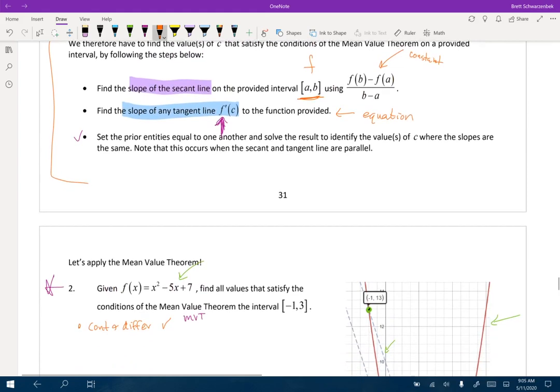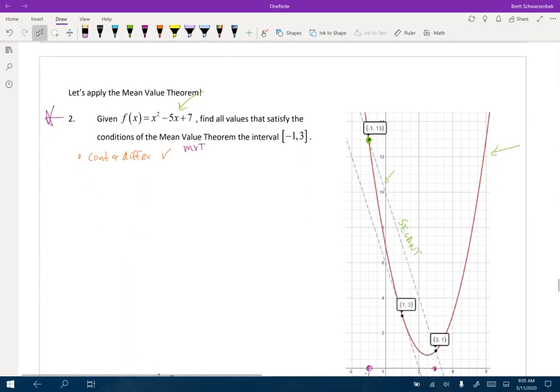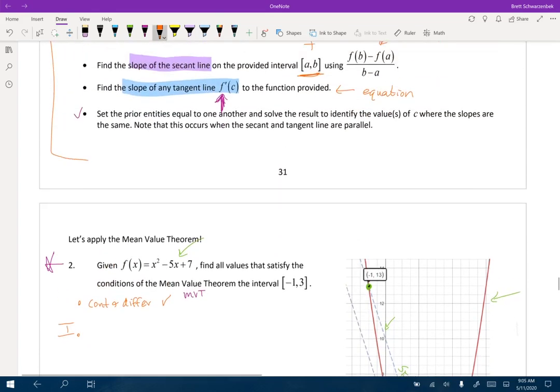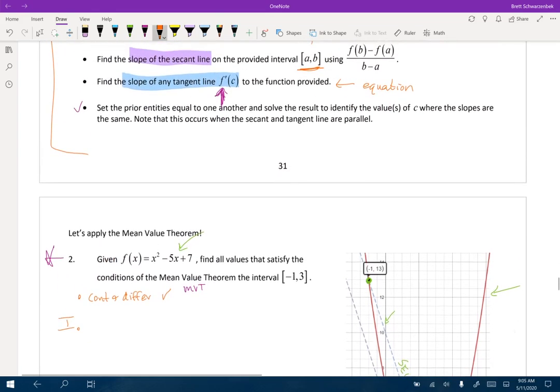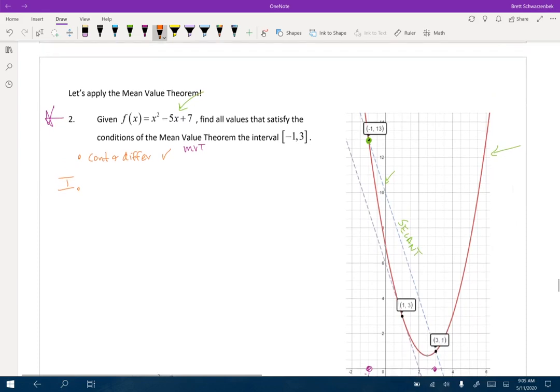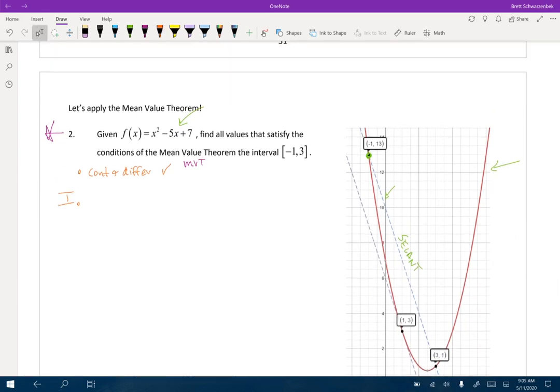So we'll do some Roman numeral setup like I've been doing in some of the other problems. What's the first step? We have to find the slope of the secant line. Well, we can do that. So what's the slope of the secant line? How do we find that? We basically do f(3) minus f(-1) over 3 minus (-1).